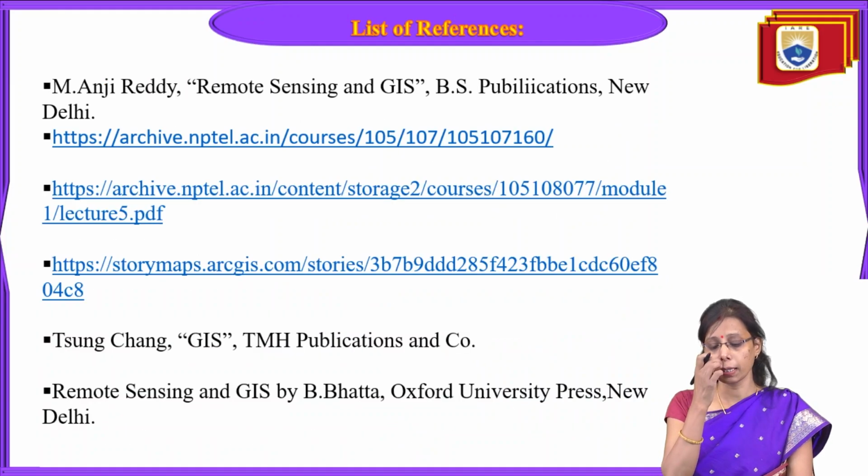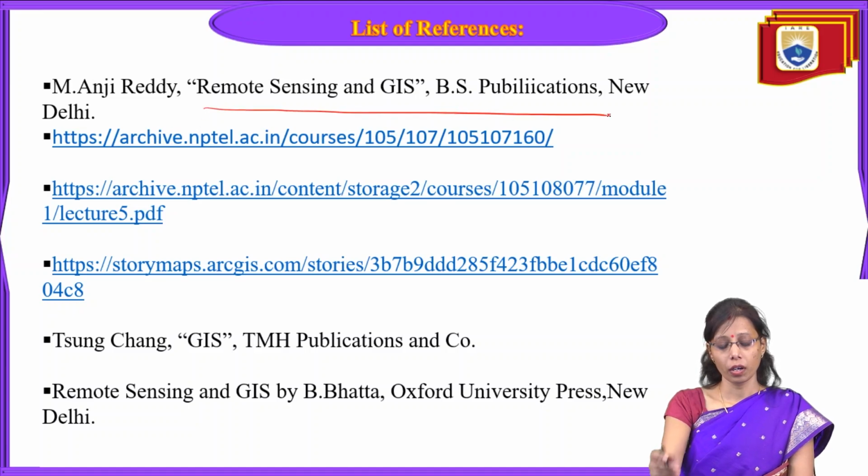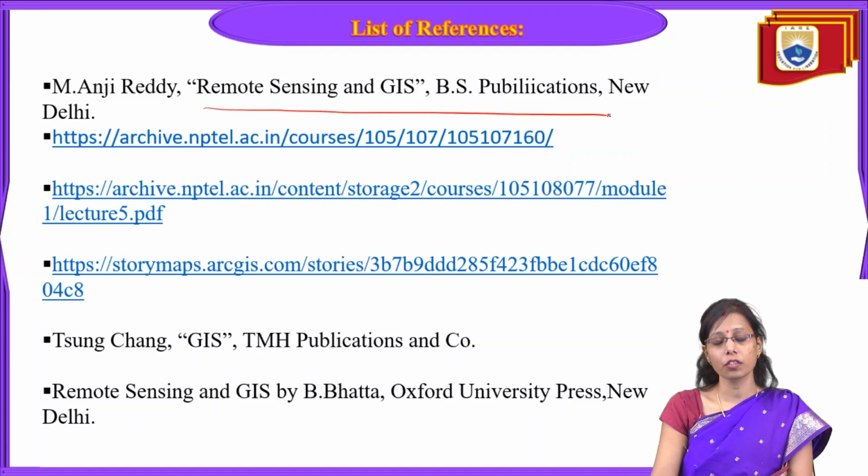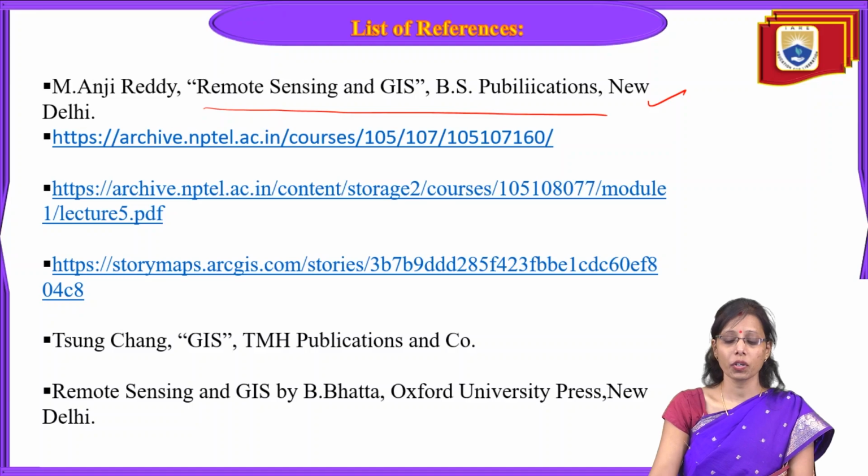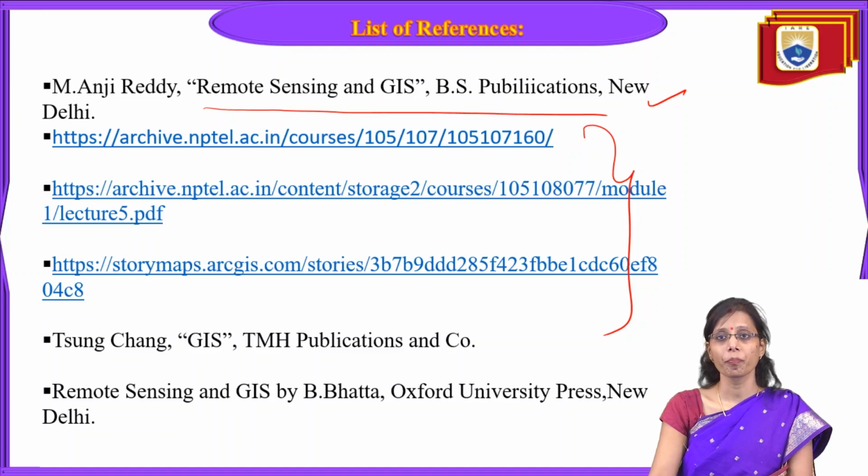Okay, so these are the references you can go through: Remote Sensing and GIS, BS Publications, New Delhi. This book can commonly be used for all the topics covered in this course, and you can go through it to find more content. And you have some reference links, which you can click on and go through the online references to find more information about this topic.